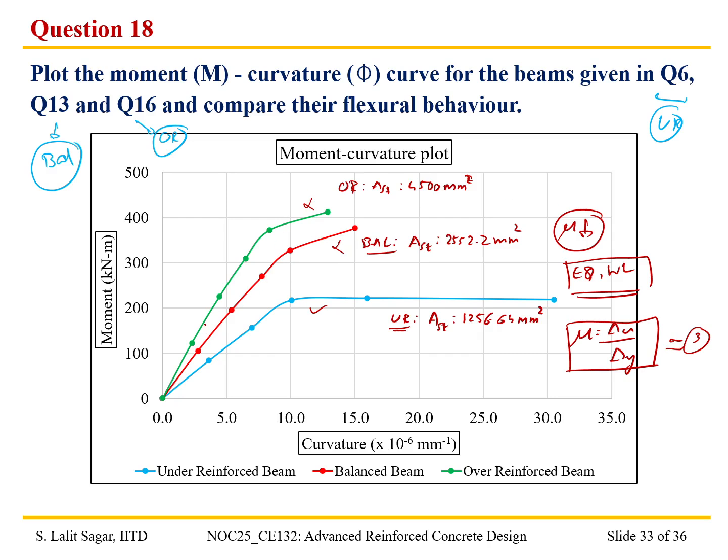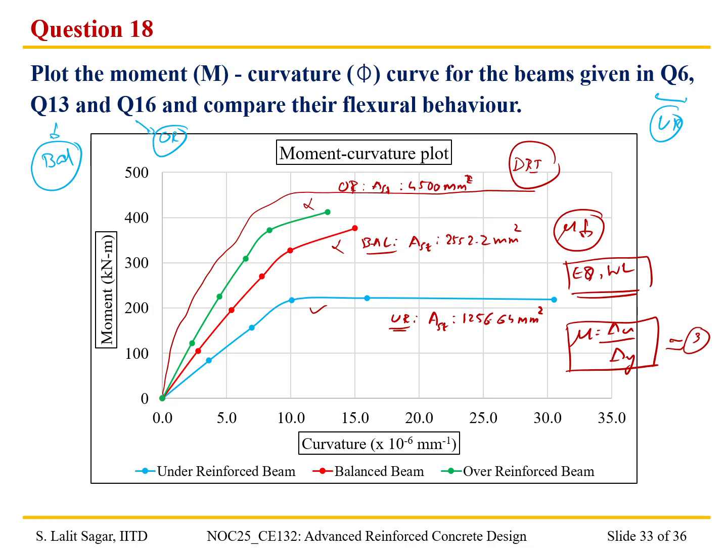So we'll see in the further classes that if we are providing a doubly reinforced section, we are able to achieve a higher moment capacity, and we are able to achieve a higher curvature also. Okay, but that will be the subject matter of the upcoming lectures.